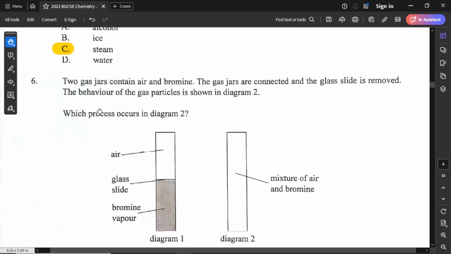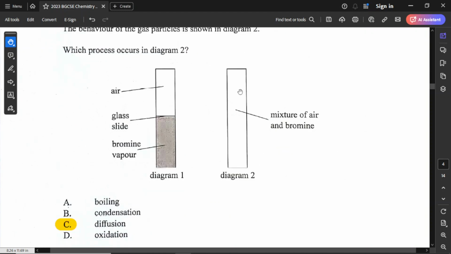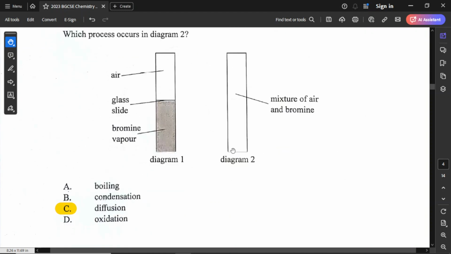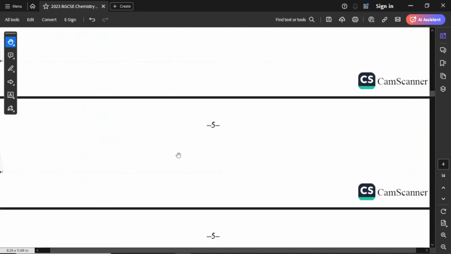Number 6 is that 2 gas jars contain air and bromine. The gas jars are connected and the glass slide is removed. It said the behavior of the gas particles is shown in diagram 2. Which process occurs in diagram 2? If you notice, it is uniform throughout, so therefore the gas must diffuse. So diffusion is correct for that one.